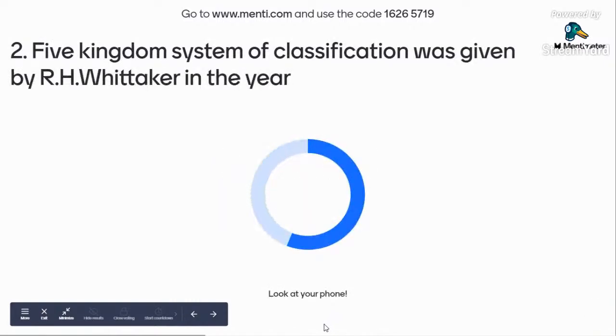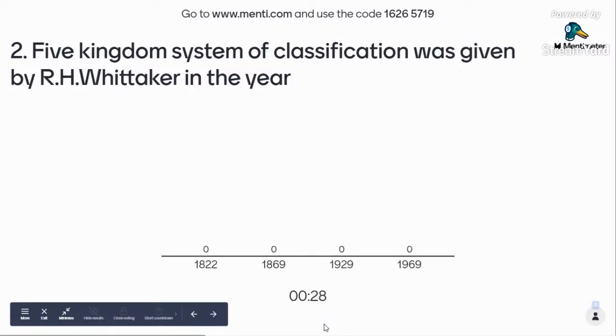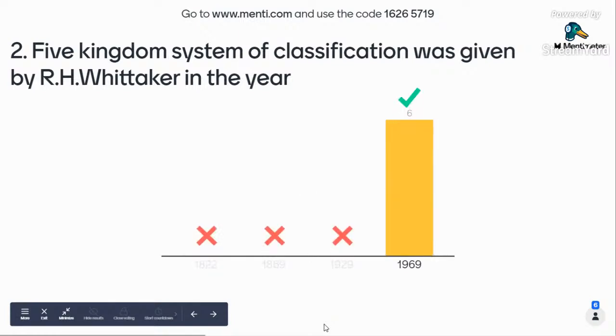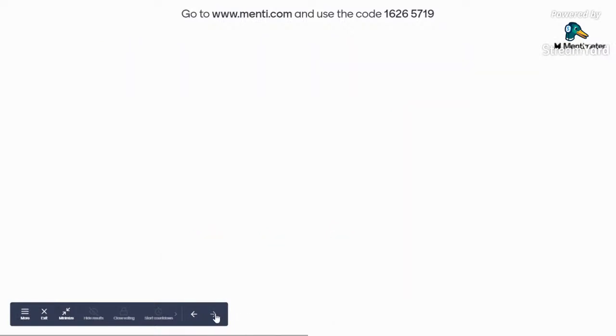Five kingdom system of classification was given by R.H. Whittaker in the year 1822, 1869, 1929, or 1969? Yes, everyone voted it right. Well done. So let's move on with the third question.